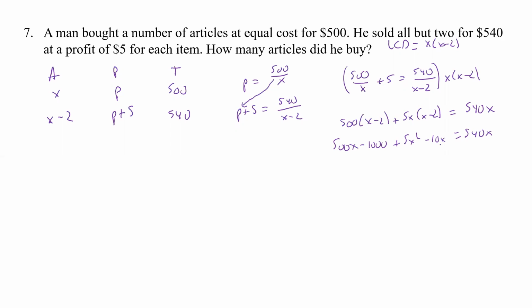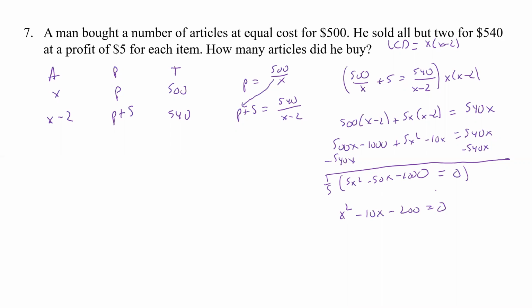And that's where we go. Now, this is not the same as this, so we can't cancel, so we just have to subtract 540x on both sides. So we get 0 here, so we get 5x squared, and then we have a minus 40, minus 50x, and minus 1,000. So I see that there's a factor of 5 in all of those. So I'm going to multiply by 1/5. And that gives me x squared minus 10x minus 200 equals 0.